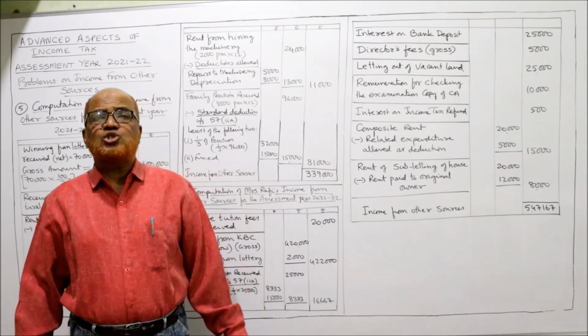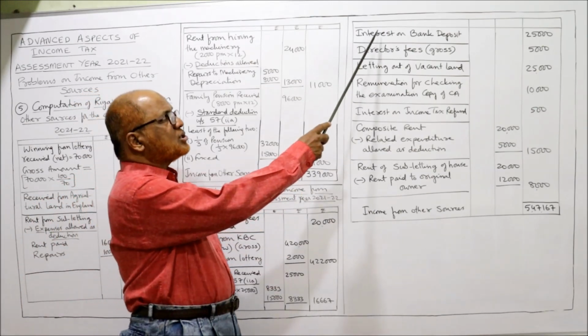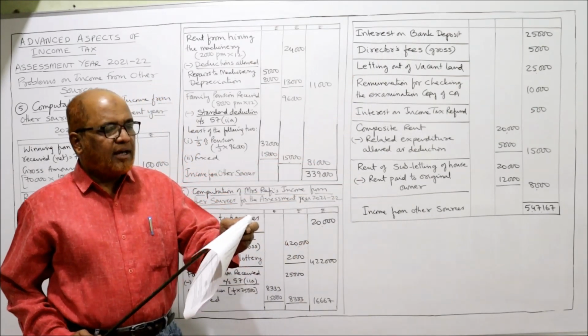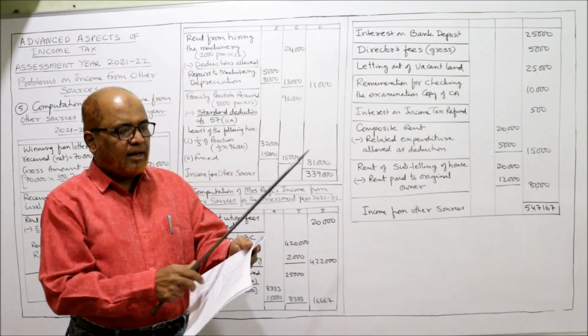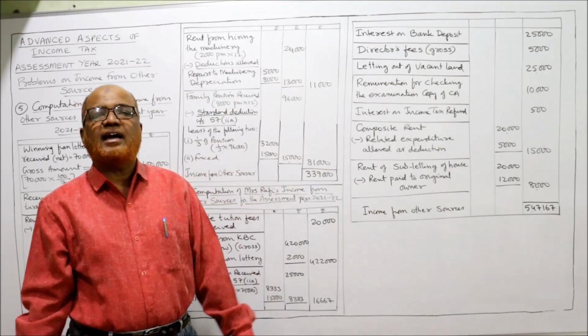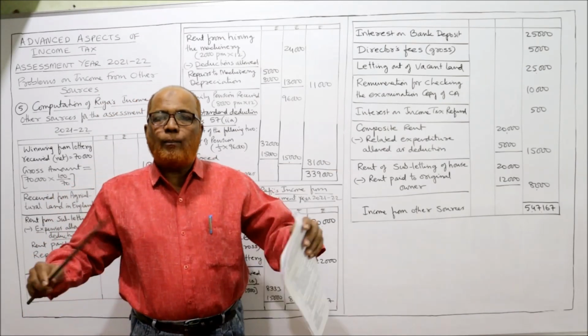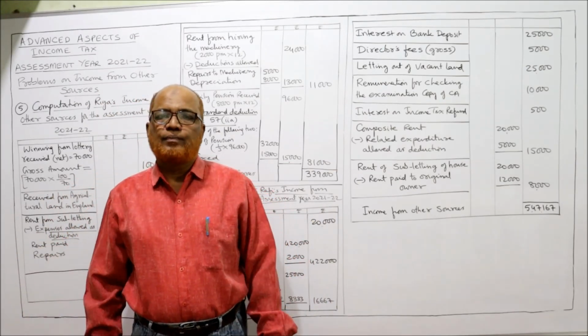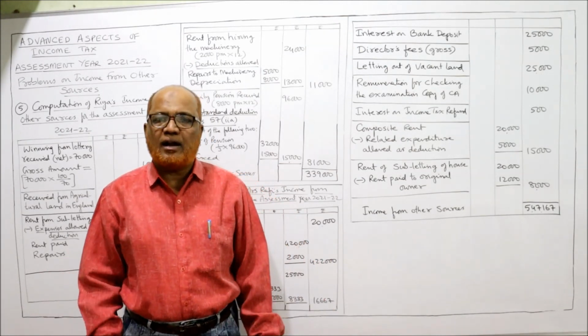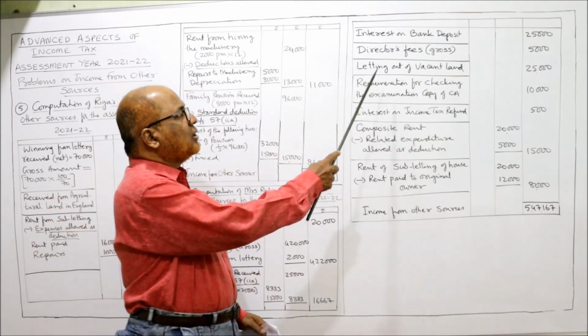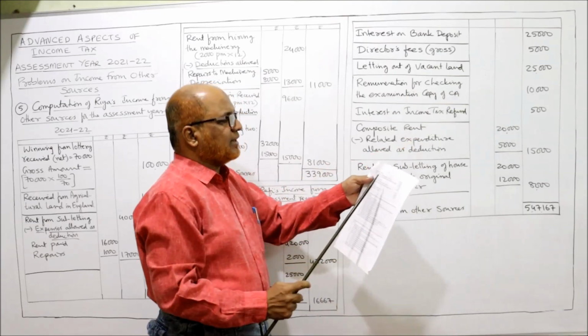Next comes interest on bank deposit. That is also fully taxable. Director's fees gross is also fully taxable. Next comes letting out of vacant land. If open land is let out, then rent received from open land is also taxable under income from other sources. So rent from vacant land 25,000.